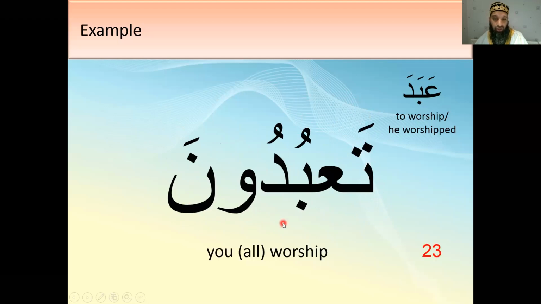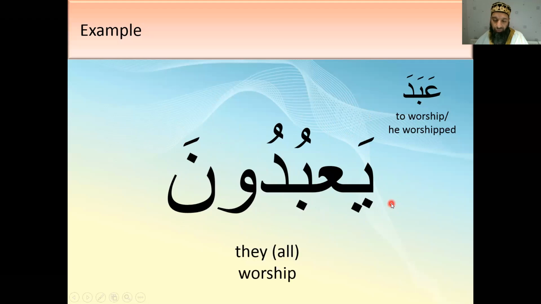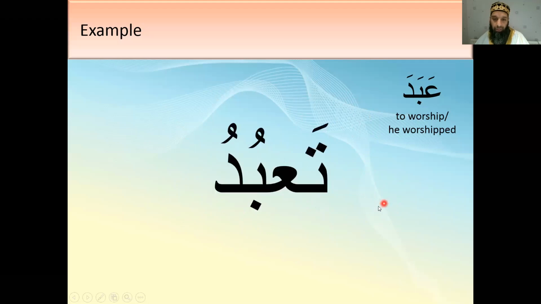Ta'buduna, second person, you all worship. Ya'buduna, third person, they all worship. That's the gist of this table. If you can get that, you've got the majority of the lesson. You've got a big part of the lesson, inshallah. Ta'budu, you worship. Na'budu, we worship.